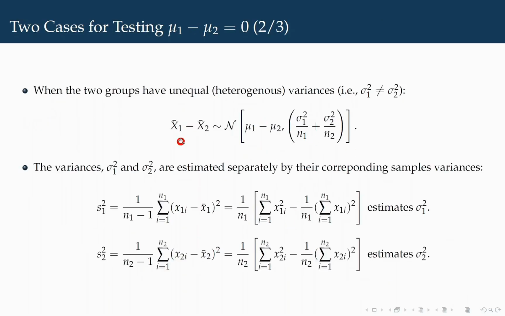So in that case, the distribution of the difference x bar 1 minus x bar 2 is going to be again normal with the difference mu1 minus mu2 and variance sigma 1 square over n1 plus sigma 2 square over n2. Now this mu1 minus mu2 is nothing but the mean or the expected value of x bar 1 minus x bar 2. And here sigma 1 square over n1 plus sigma 2 square over n2 is the variance of x bar 1 minus x bar 2.